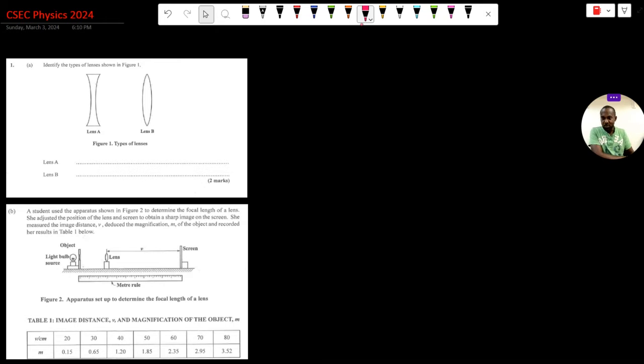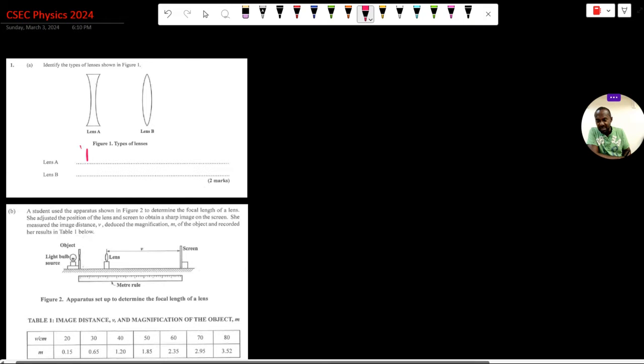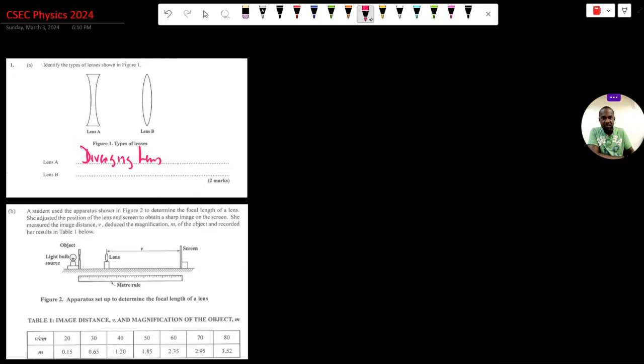Now, question 1 part A shows two lenses, lens A and lens B, and they basically want us to identify the types of lenses shown in figure 1. So we should be able to identify these types of lenses. The first one, of course, is thicker at the ends and thinner in the middle, which means that lens A is what we call a diverging lens. So lens A is a diverging lens.